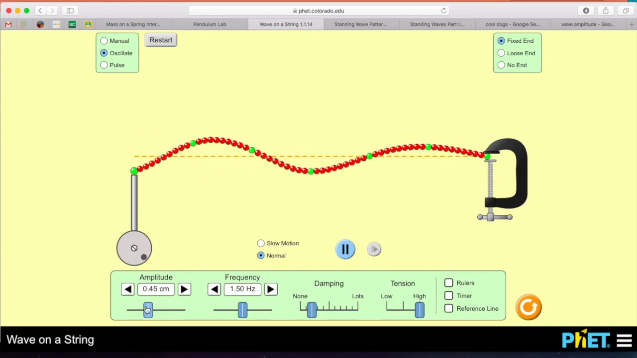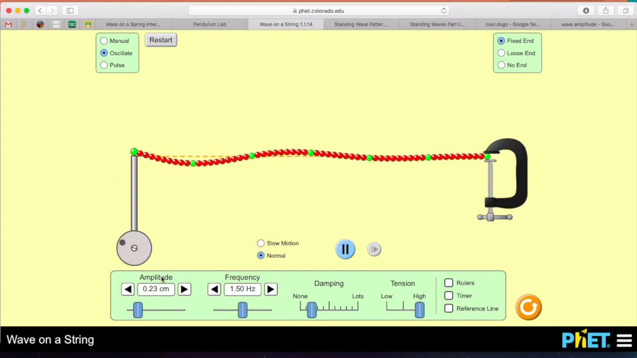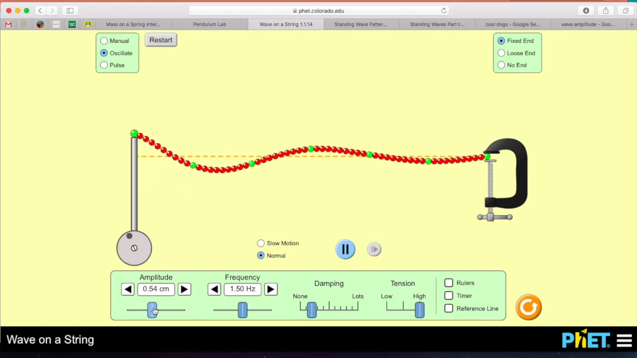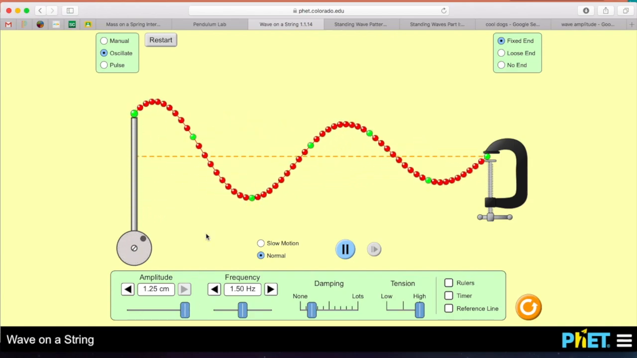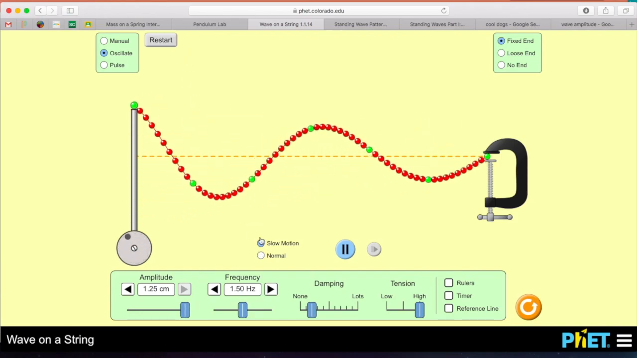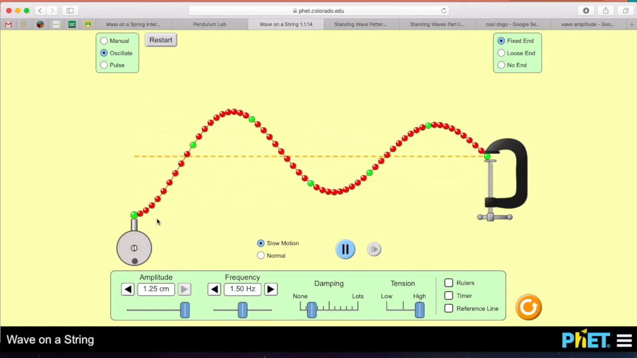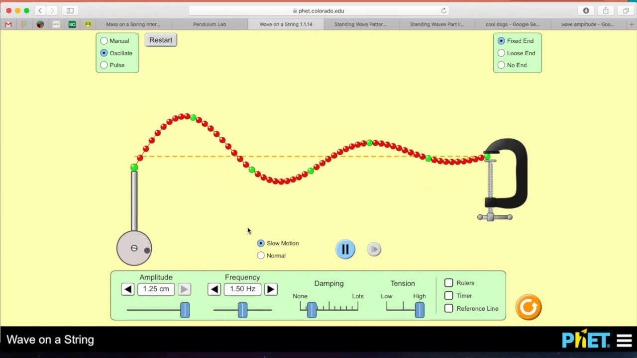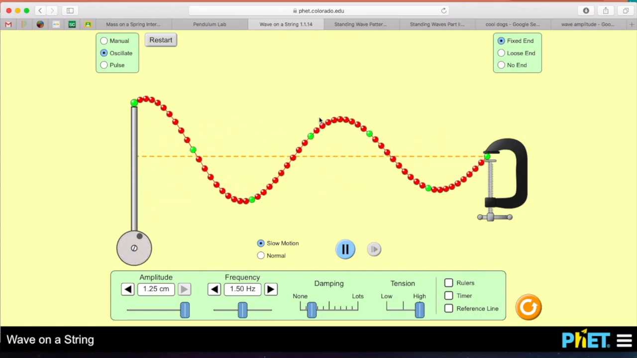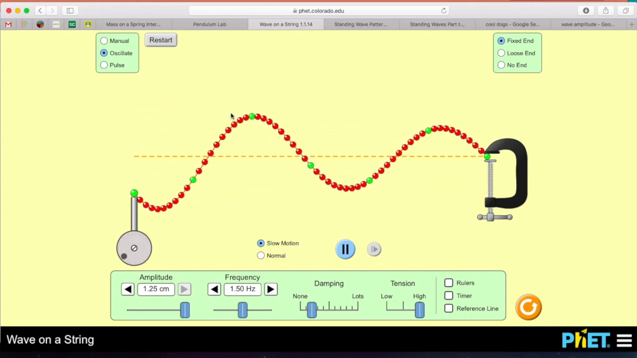I can change the amplitude of this. So if I decrease the amplitude, you can see the waves are getting shorter. And this machine is putting less energy into the system. However, if I increase the amplitude, the waves get taller. I mean, look at the green dot. The green dot is deviating so far away from its equilibrium position. That's the amplitude.